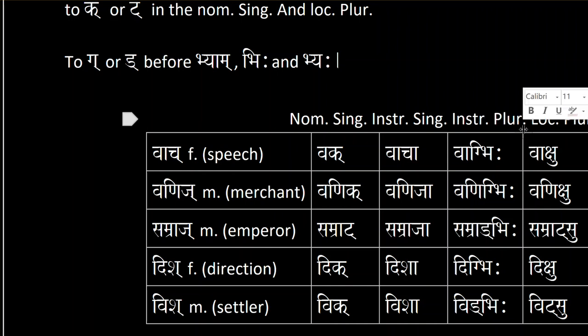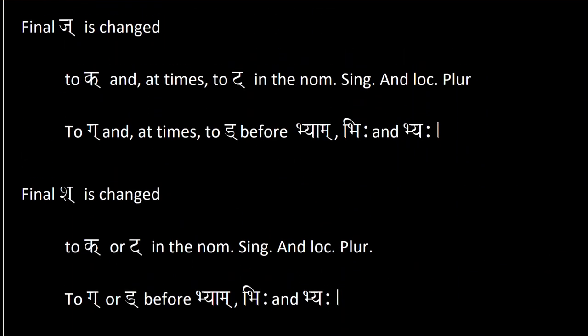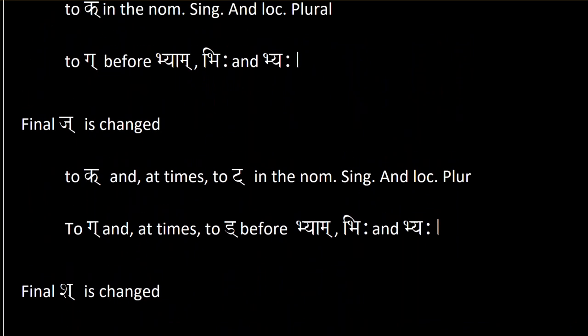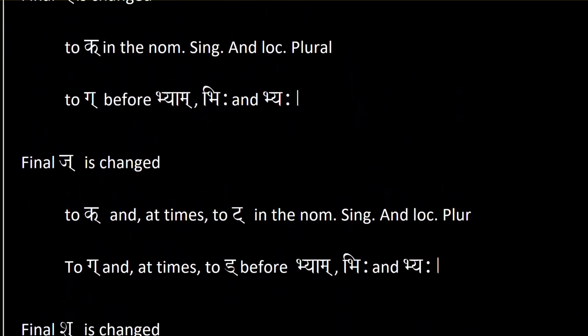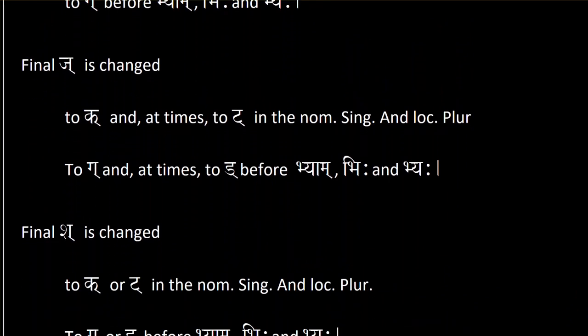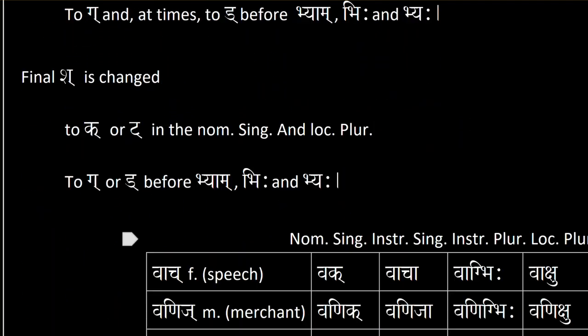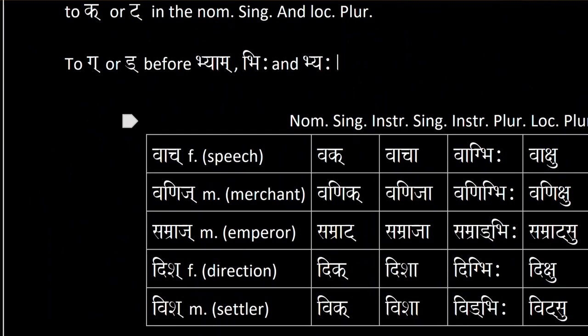And then as you can see, it says the final ja is changed to ka in the nominative singular and locative plural. So here we're seeing the final cha in vach changing into ka. That's how we end up with vakshu in the locative plural.